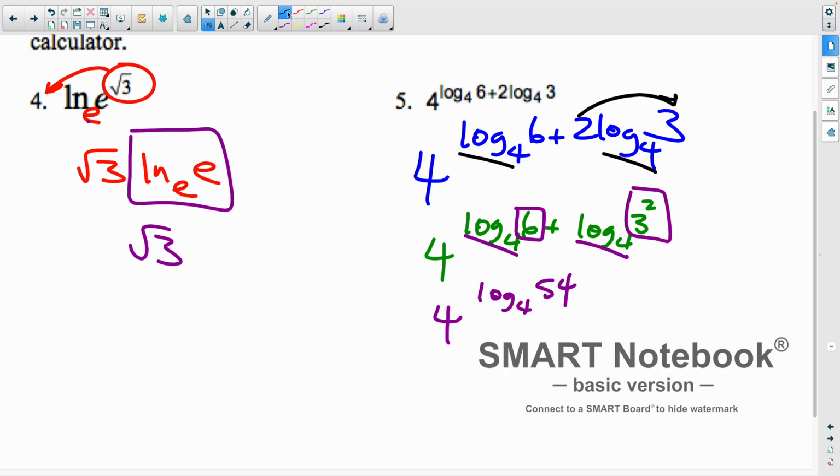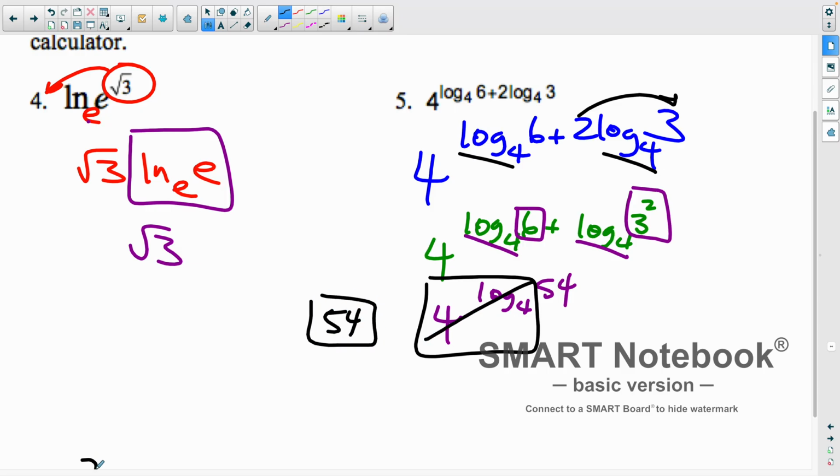Now, if you notice, that looks like the problem that we just did on the previous page, right? I got a base of 4, I got an exponential, I got a log. So these cancel, and it gives me 54. So it's kind of hard to believe that all that we started with simplifies down to something as nice and neat as 54, but it does.